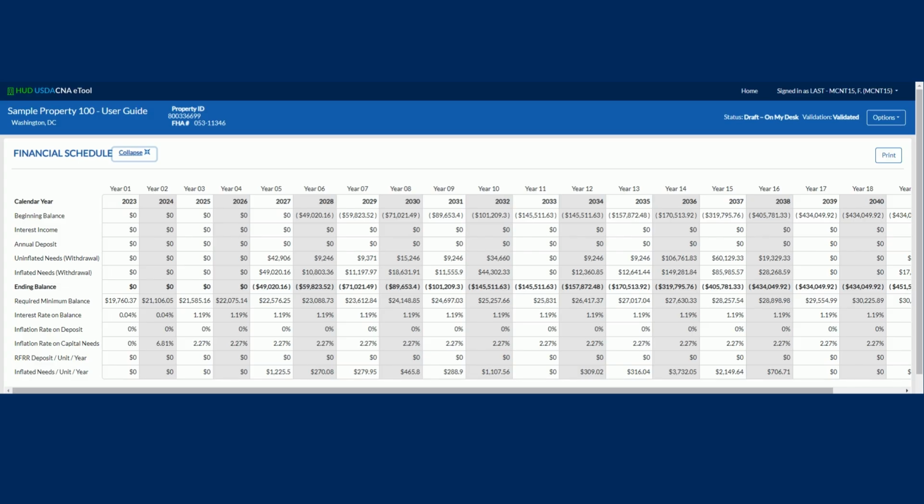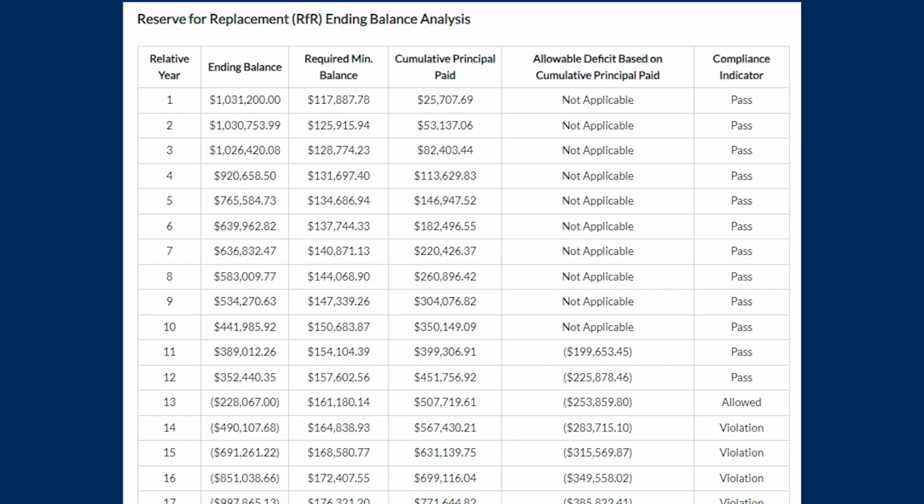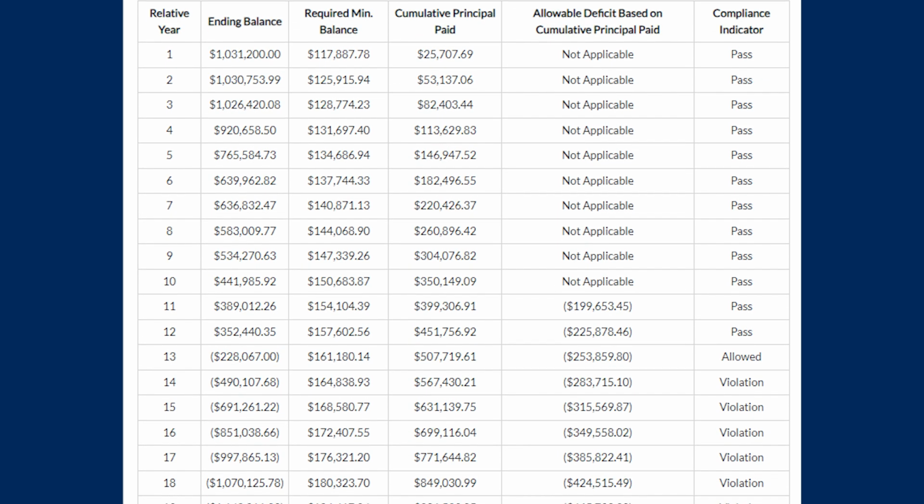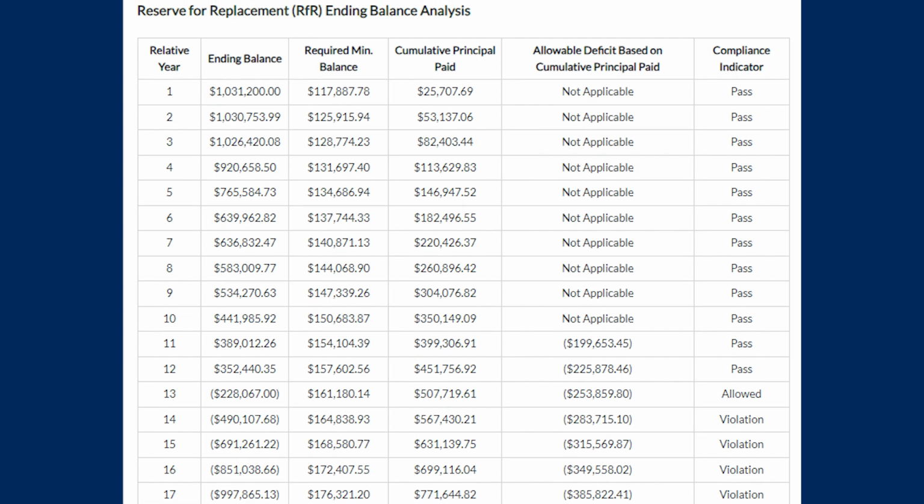Although the CNA is being prepared as a 10-year update, the financial schedule shows the amount and balance over a 20-year period. The reserve for replacement ending balance analysis shows the ending balance in the reserve account for 20 years as well. The reserve for replacement ending balance analysis contains rows for each year from 1 to 20. For each year, it shows the ending balance in the reserve account at year end, the required minimum balance, the cumulative principal paid, allowable deficit based on cumulative principal paid, and a compliance indicator.